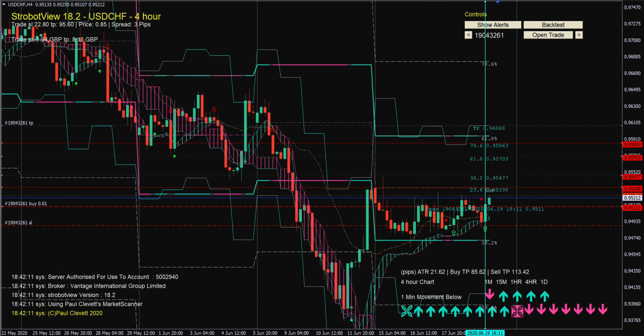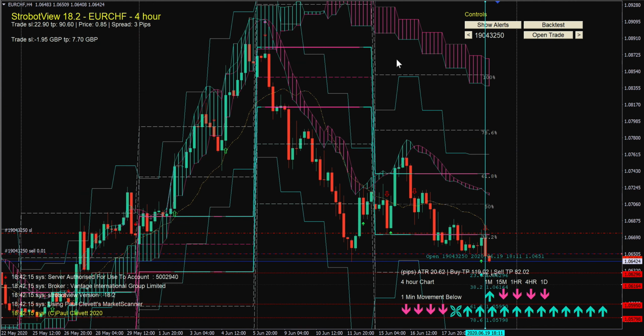Let me just go back to that, because there's something really important I can show you about this Euro Swiss market. Now, it was in an uptrend. You can see that there, and you can see this shading here, the big shading. Where's it going? It's in an uptrend. And then the market changes direction.